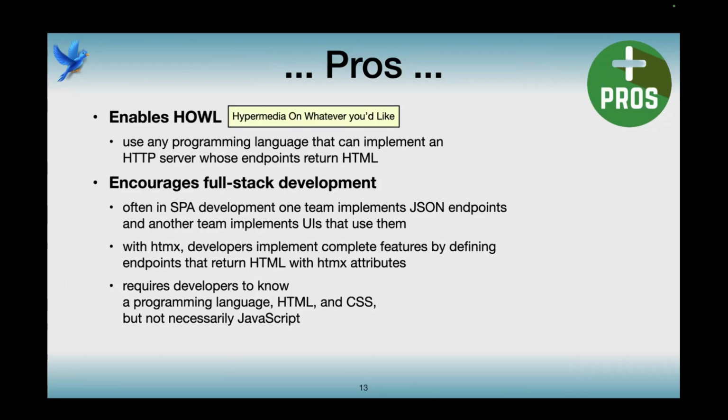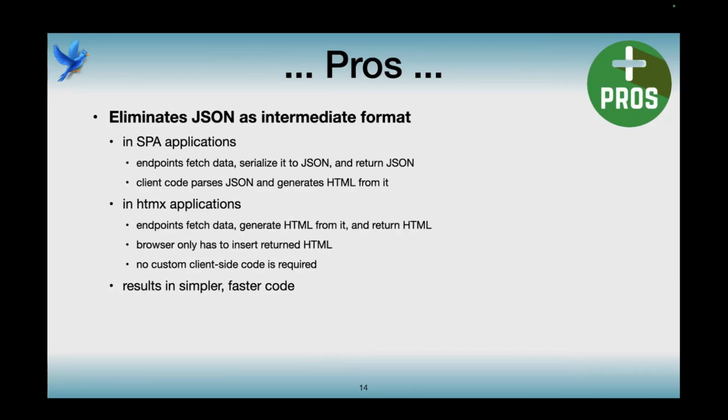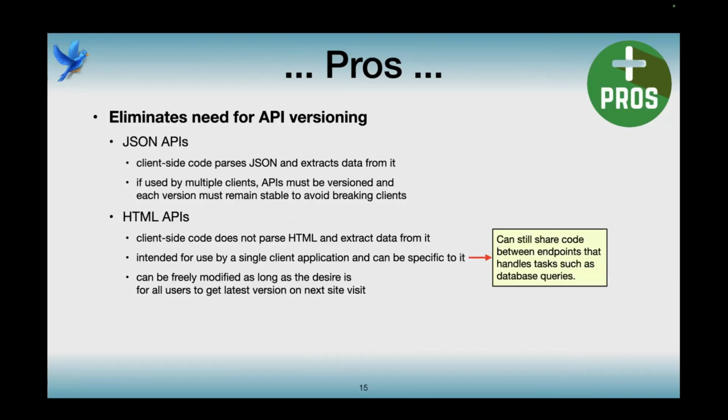It encourages full stack development because as you're implementing endpoints, because they're returning HTML, you kind of have to be a front-end developer too as you're implementing the back end. And it enables you to complete full stories on your project because you can work on both the front and the back end. Eliminates JSON as an intermediate format, and so you don't have to spend the time to serialize data into JSON and then on the browser deserialize it. You just go straight to HTML and skip a step.